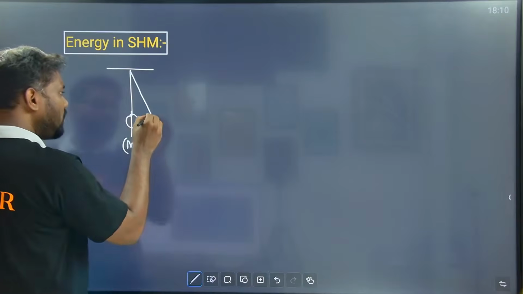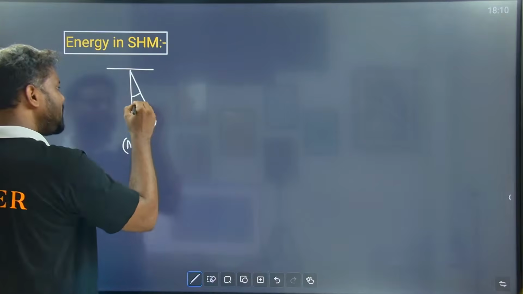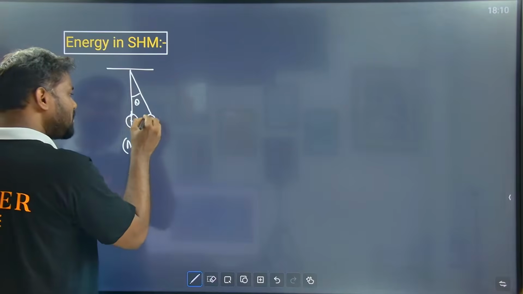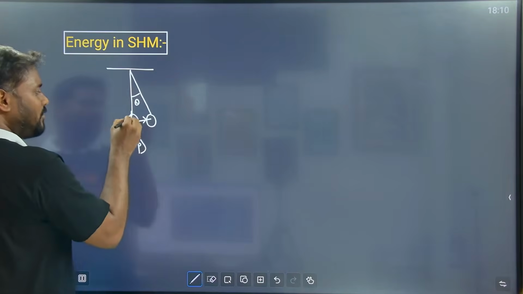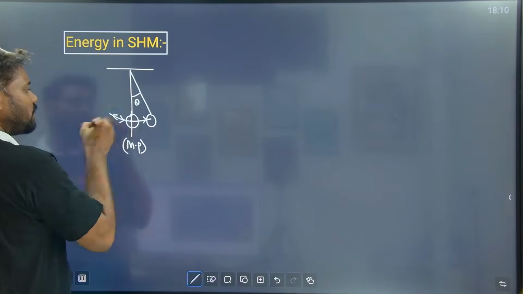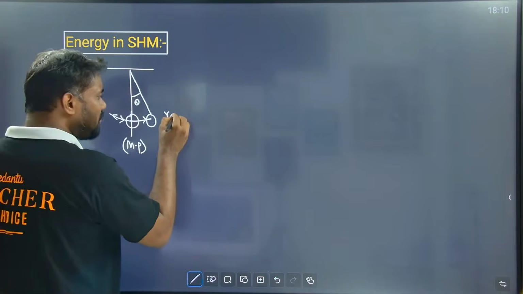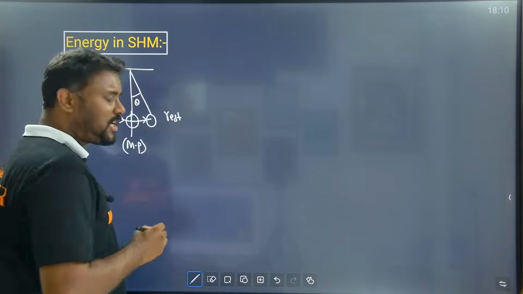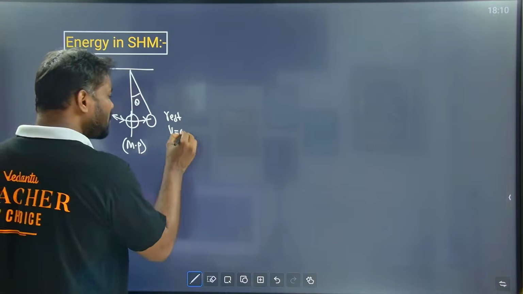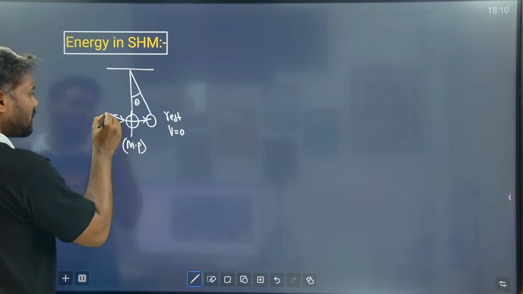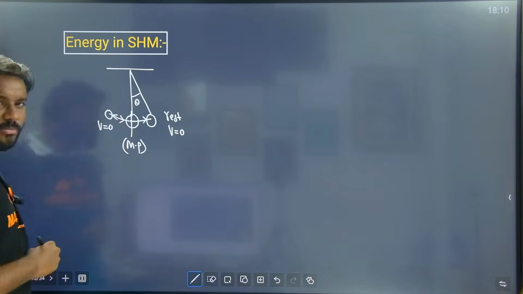Because of the simple harmonic motion, there is a displacement theta. It reaches the maximum point, then it will move in this direction and come back to the same point, right? Because it is the extreme point, it comes to rest. The velocity becomes 0 at the extreme position. This is also an extreme position, velocity becomes 0.